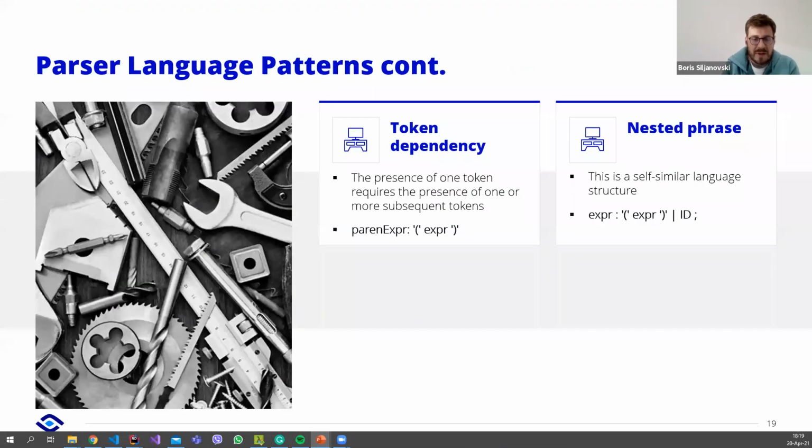Also, we have a token dependency. Basically, the presence of one token requires the presence of another and more subsequent tokens. And also there are some nested phrases and recursion.